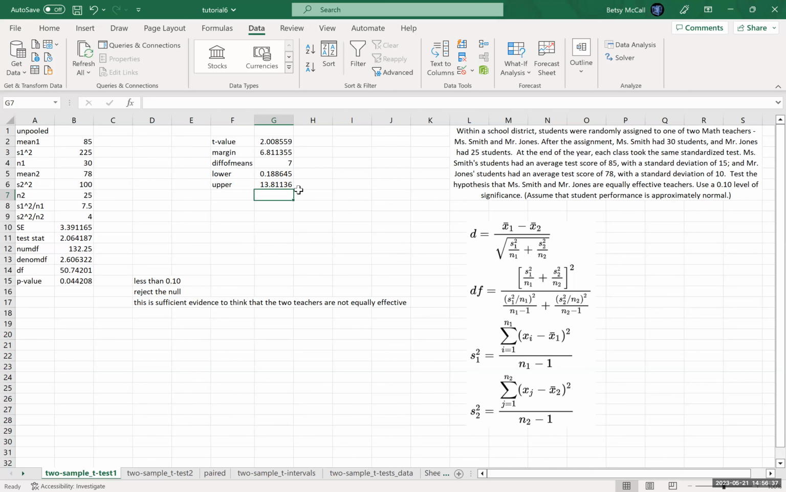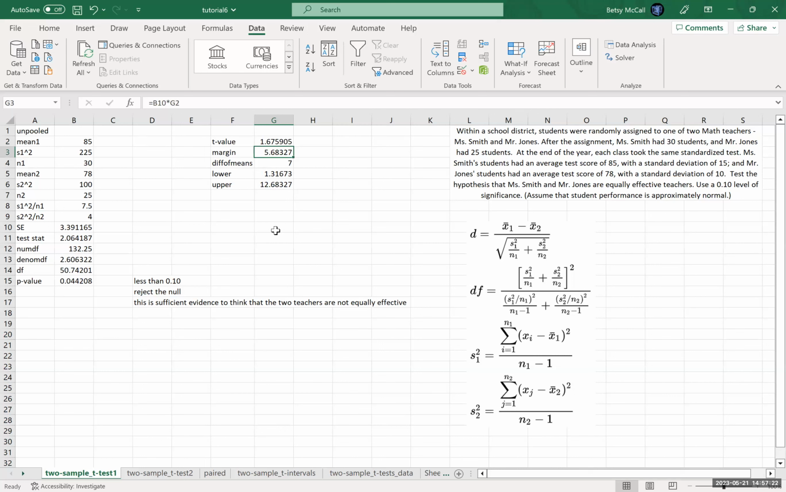Our confidence interval around the difference of means here does not include 0. And that is why we were earlier able to conclude that this is sufficient evidence that the two teachers are not equally effective, that one of them, Ms. Smith, in this case, is better at her job than Mr. Jones, because it does not contain 0. Even at the 95% confidence level. This was at the 10% level, so we could make this a 90% confidence interval if we wanted to be completely identical.